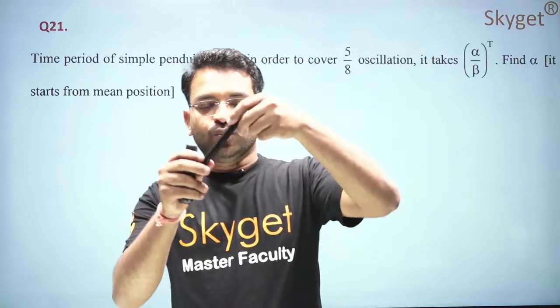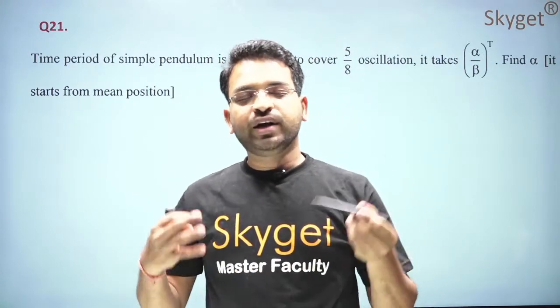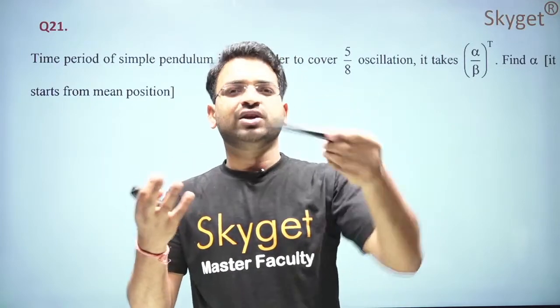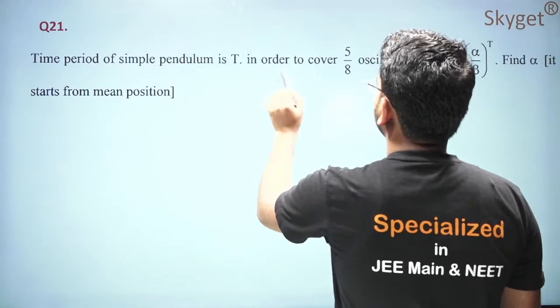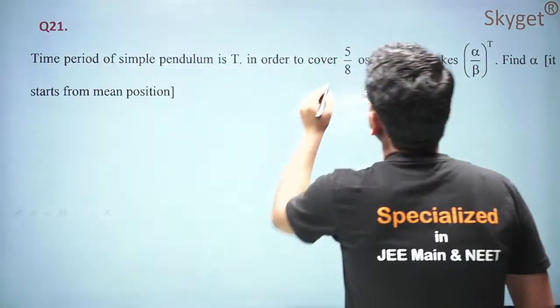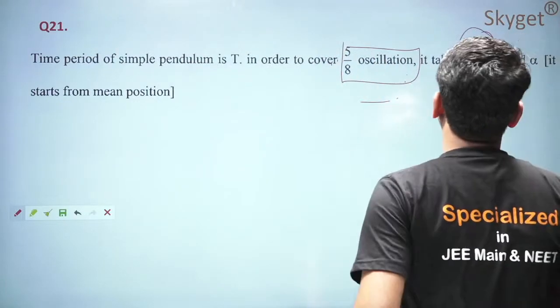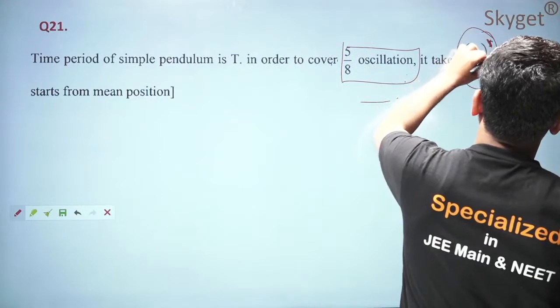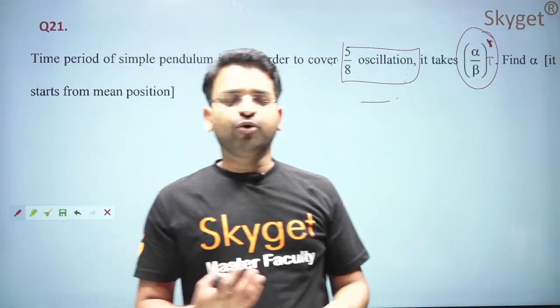One simple pendulum is basically doing these kinds of motions. So one time period, let's suppose, can be 2 seconds, 10 seconds, any number of seconds, right? Now they are saying that in order to cover 5/8 oscillation, it takes this much time. But over here there is some mistake, it should not be T but it should be T over here. The T is multiplied over alpha over beta.